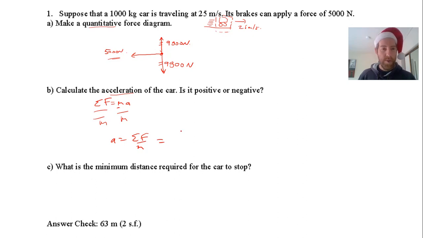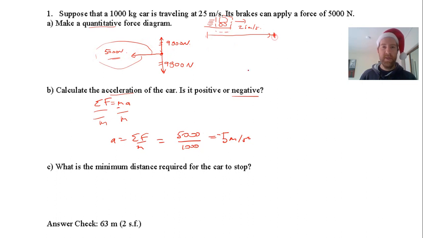equals 5,000 divided by 1,000, and that equals 5 meters per second squared. Is it positive or negative? It's moving that way and it's slowing down. It must be negative. Good question. -5. Cool. Because I guess if it's going this way, that's my positive direction. So you can see that this here is in the negative direction compared to my positive direction. That's why it's negative. So really this should be -5,000 divided by 1,000.